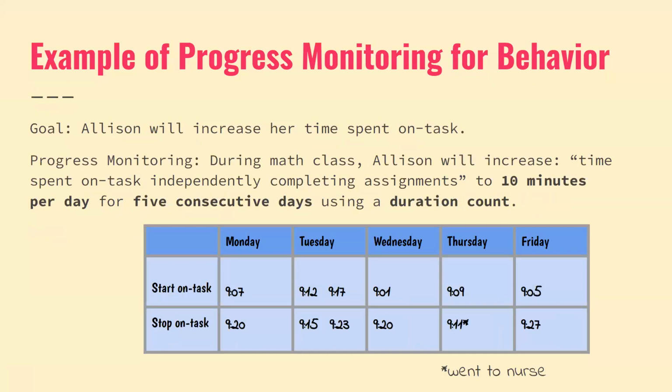Here's another example of a progress monitoring goal for behavior. On this one, we're looking at Allison. She is going to increase her time spent on task. So her teacher has decided that for her progress monitoring, Allison will increase her time spent on task independently completing assignments to 10 minutes per day for 5 consecutive days by using a duration count.